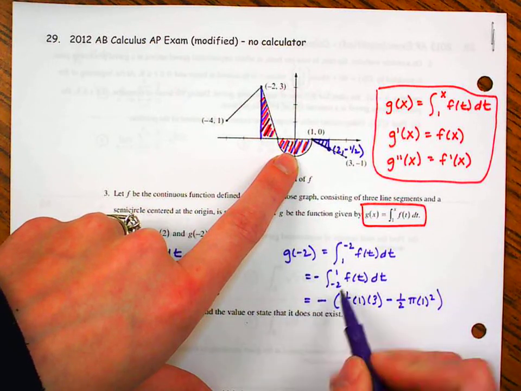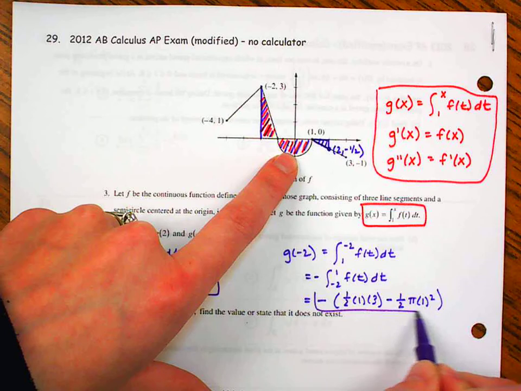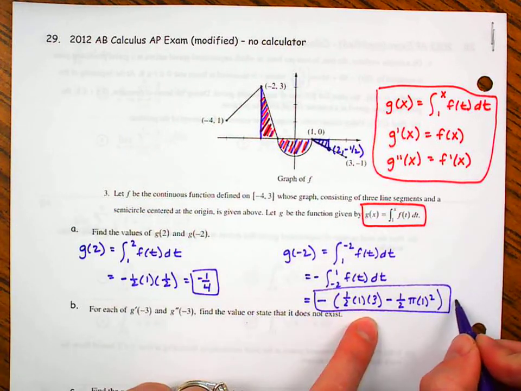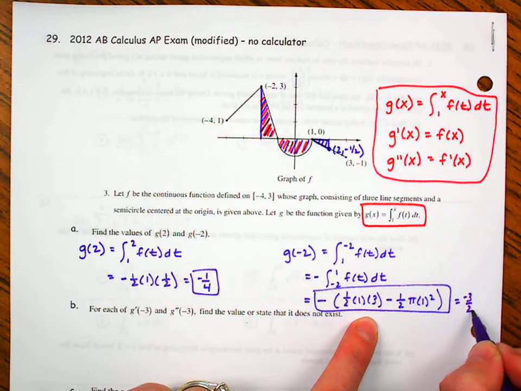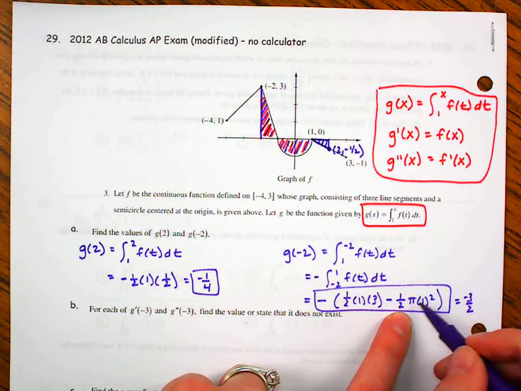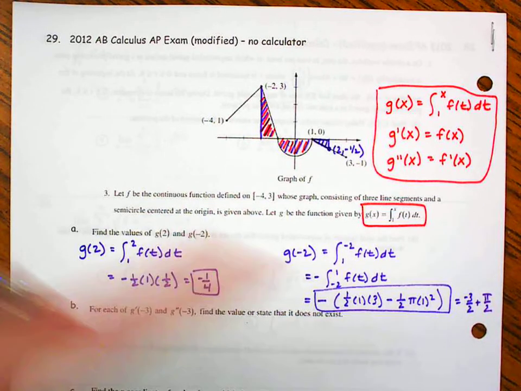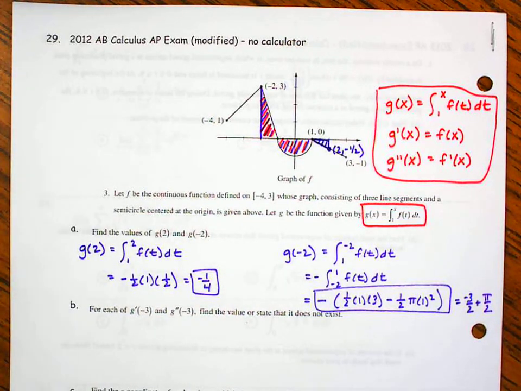Now, we can leave our numerical answer like this, and I would leave it just like this, but if you did want to simplify, this is going to be 3/2, and that negative will get distributed to it. This is going to be 1/2 of pi, but it'll be negative, plus pi over 2. So if you did want to simplify, that would be your answer, but you don't have to simplify like that.